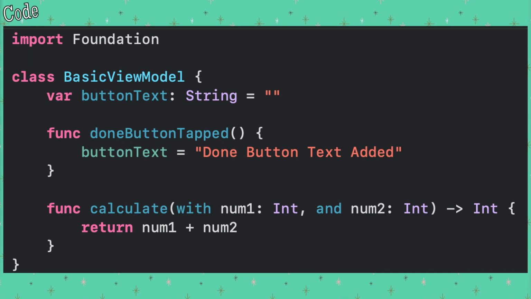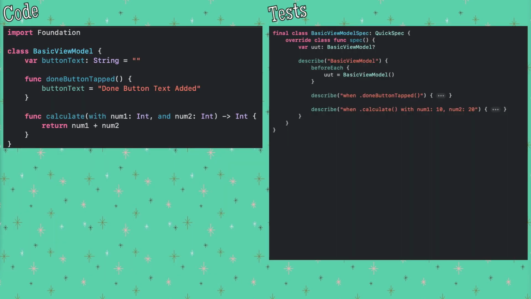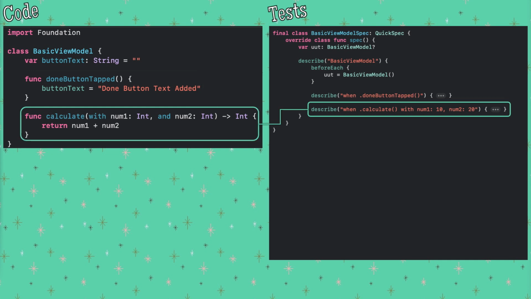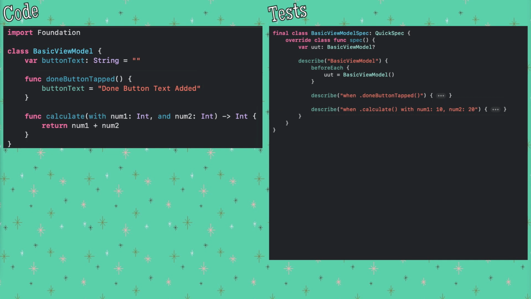I suggest setting the test file beside the code so we can begin building the unit tests on a one-to-one basis. Another helpful tip is to write out all the describe sections for the methods at one time. For example, this file has two methods, so we create a test shell for the done button tapped function and the calculate function. This ensures that you don't accidentally miss a test and have a gap in your test coverage.